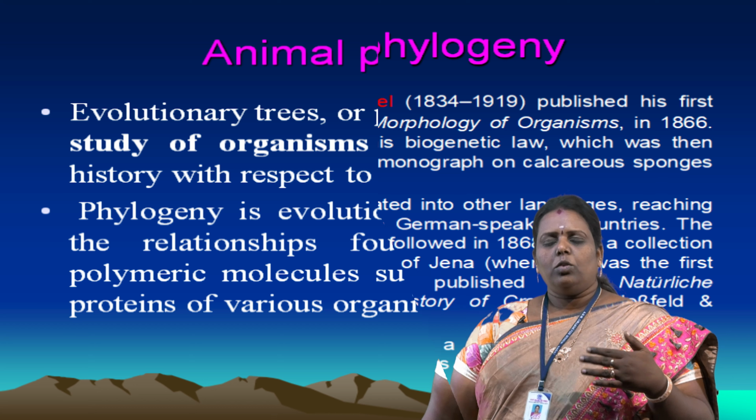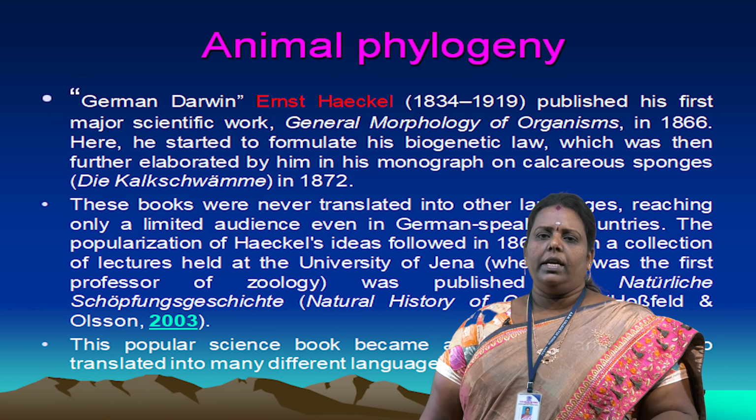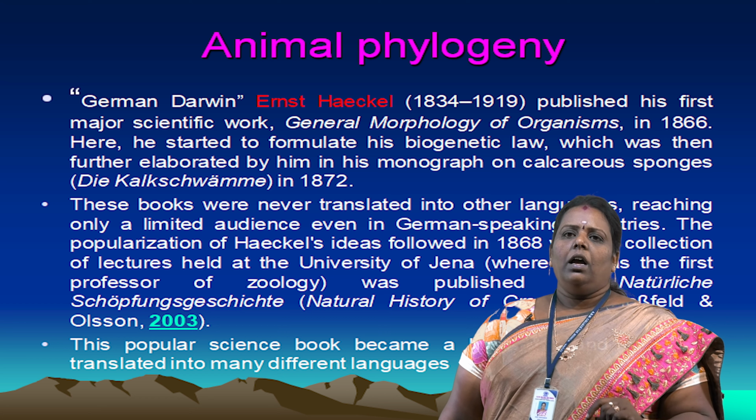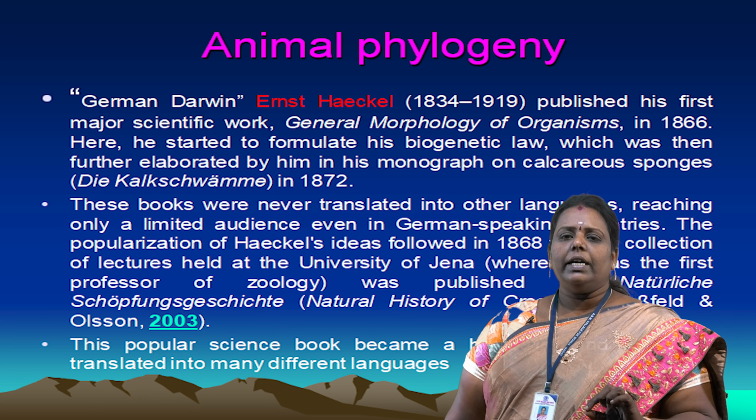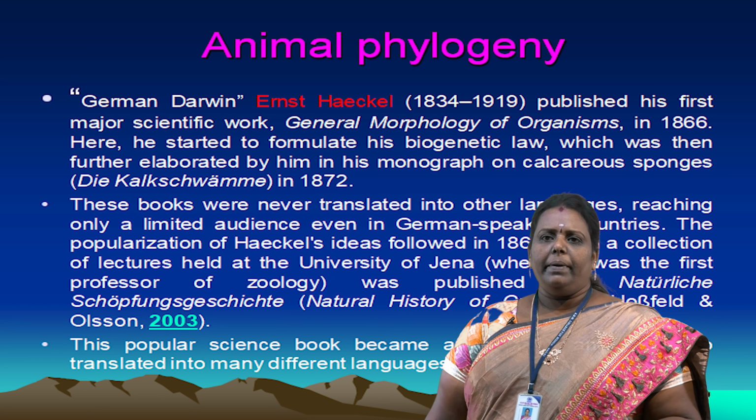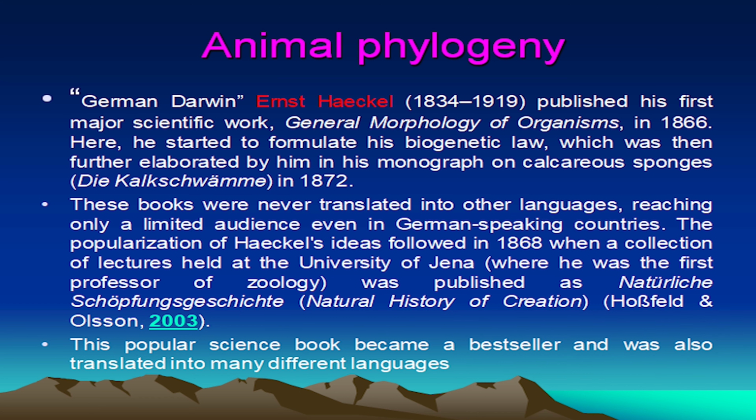So many scientists explain animal phylogeny. First, the scientist's name: a German scientist called Ernst Haeckel. Ernst Haeckel published a major paper in scientific journals, General Morphology of Organisms. He explained the biogenetic law and elaborated a monograph. Normally this book was translated into other languages. Before that, only those who knew German knew about Ernst Haeckel's research. After that it was translated into many languages, English and German and many others.